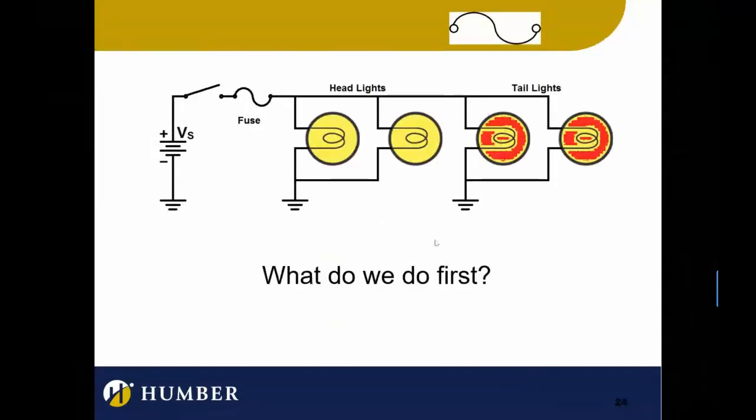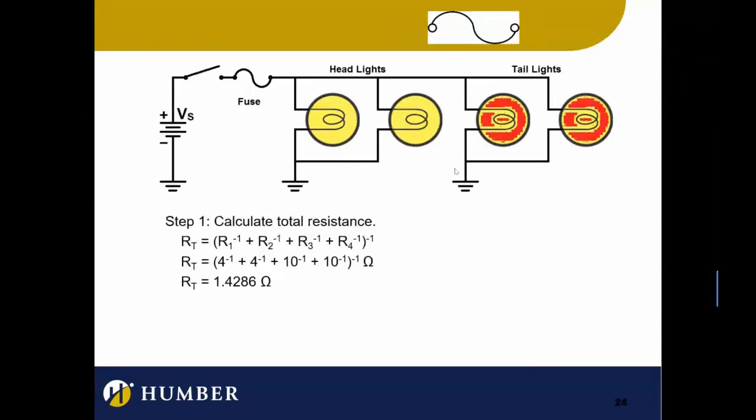So what do we do first? If I want to know the total current, I'm going to find the total resistance. Okay, let's go through that. Let's find the total resistance. Calculate the total resistance. It's going to be (4^-1 + 4^-1 + 10^-1 + 10^-1)^-1 ohms. Okay, so now that's my total resistance.